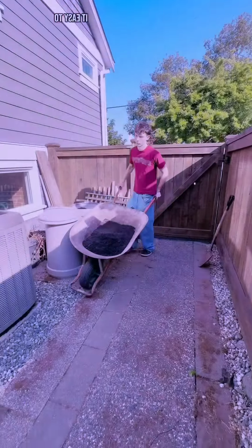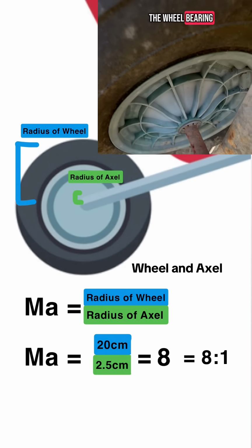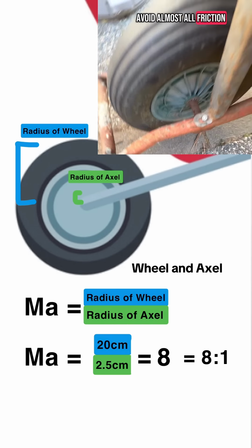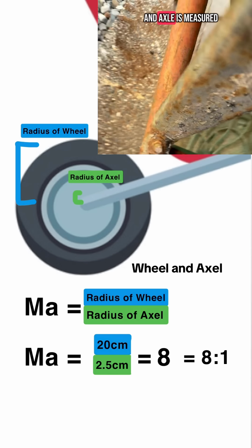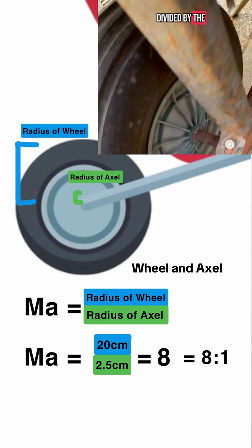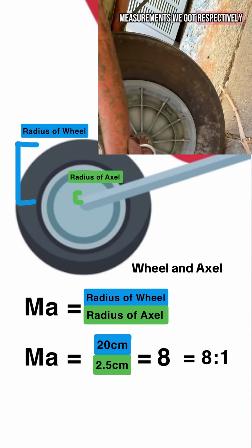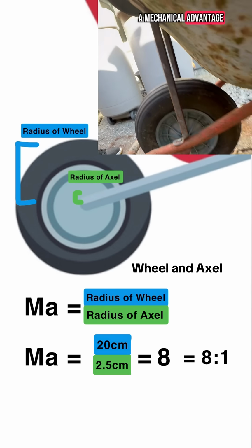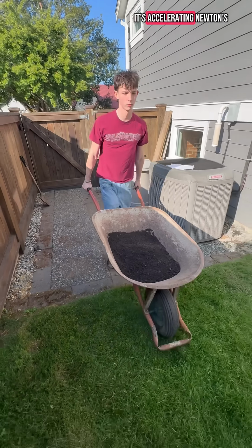But how is it easy to move? The wheel and axle attached to the wheelbarrow allows it to avoid almost all friction. The mechanical advantage for a wheel and axle is measured by the radius of the wheel divided by the radius of the axle. Looking at the measurements we got respectively, we can see that it gets a mechanical advantage of 8 to 1.